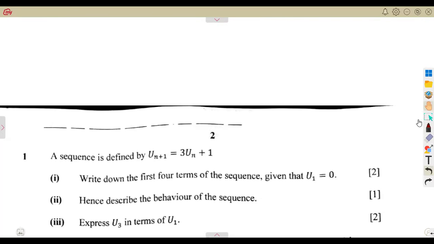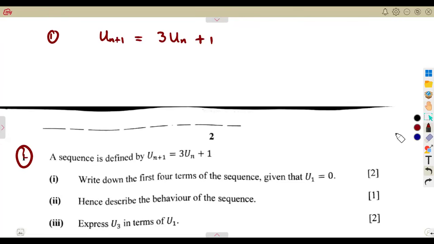All right, we were given the first part of our question. A sequence is defined by u(n+1) equals 3u(n) plus 1. So just try and analyze what this statement means.